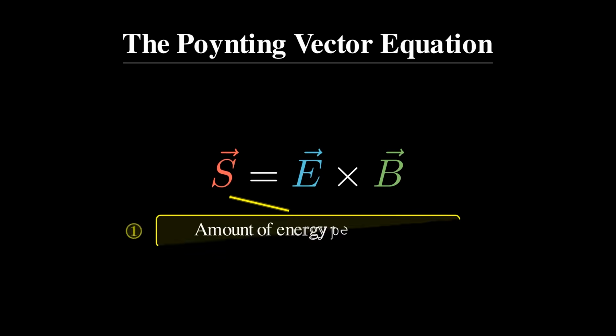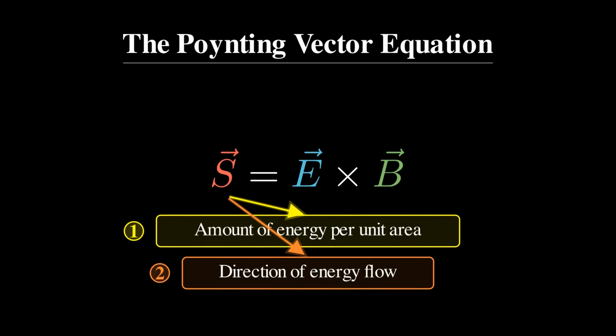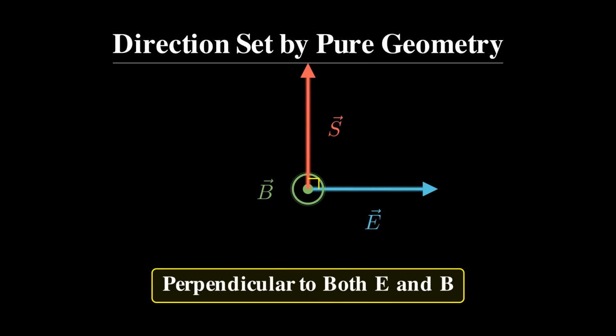Now, let's look again at the Poynting vector equation, S equals E cross B. This expression tells you two things. First, it tells you the amount of energy flowing per unit area. Second, it tells you the direction of that flow. The direction is set purely by geometry. The energy flows perpendicular to both the electric field and the magnetic field.